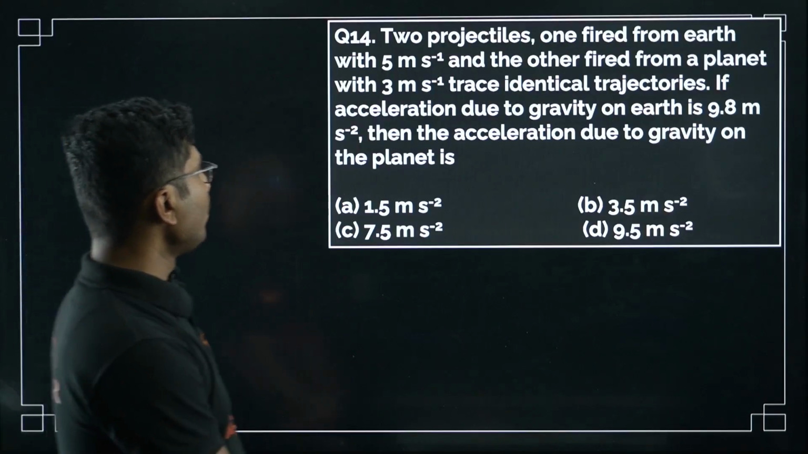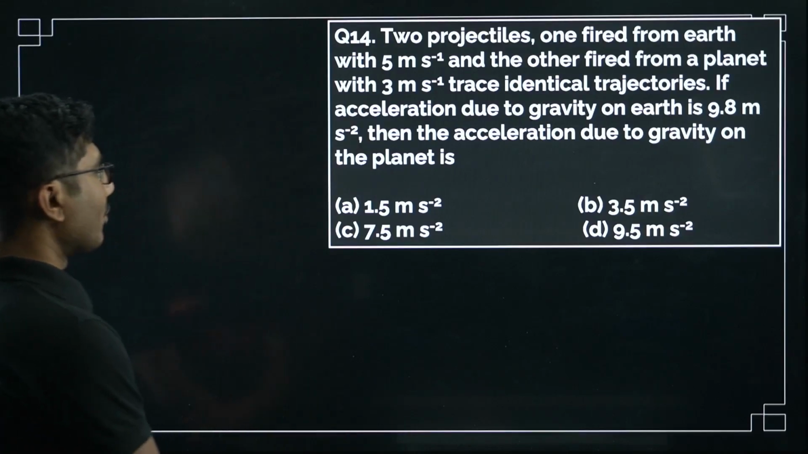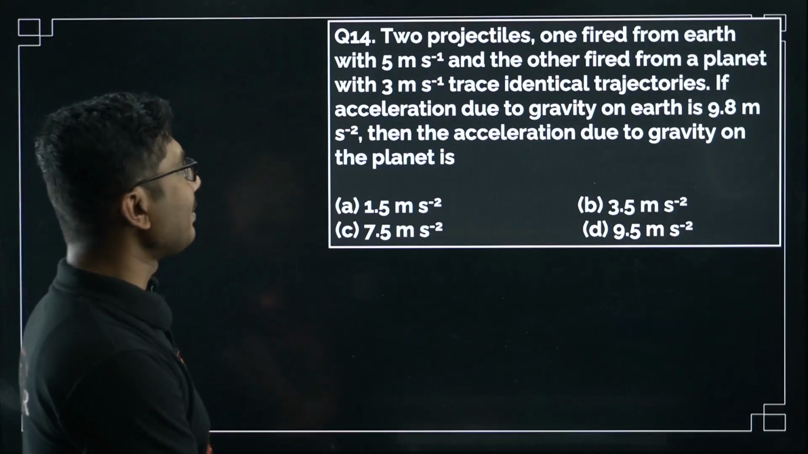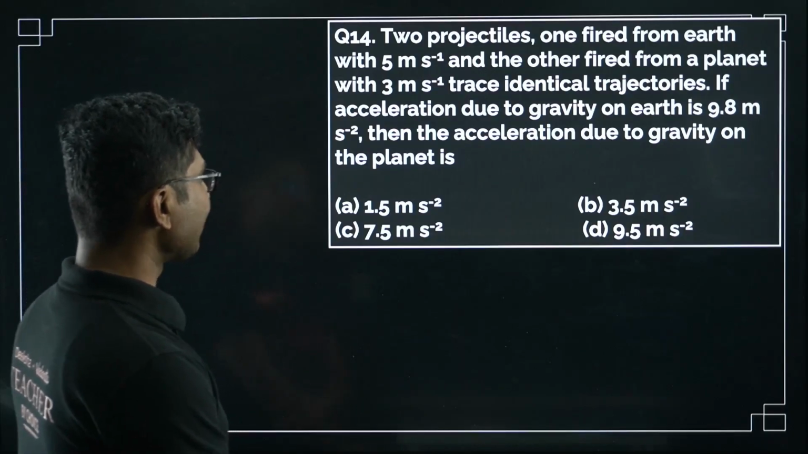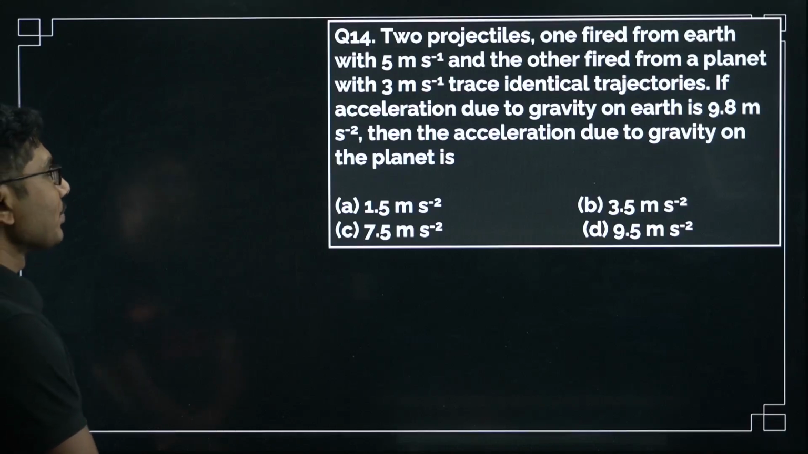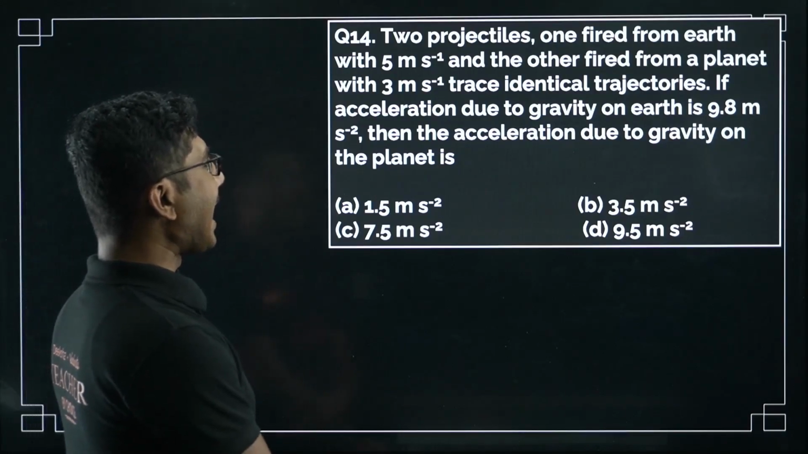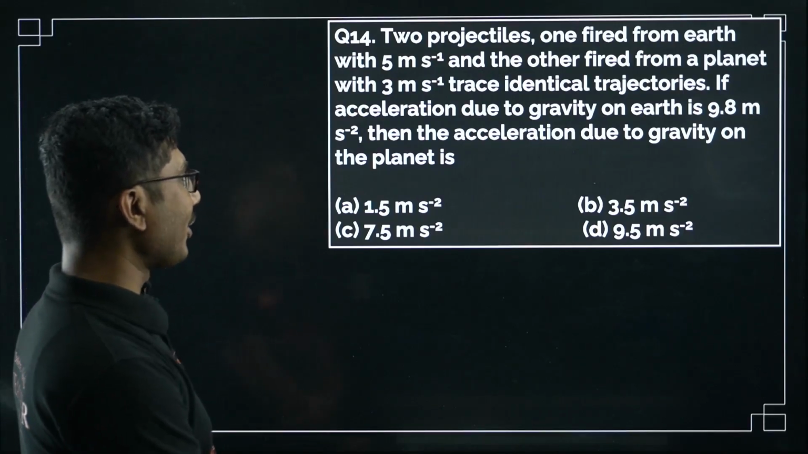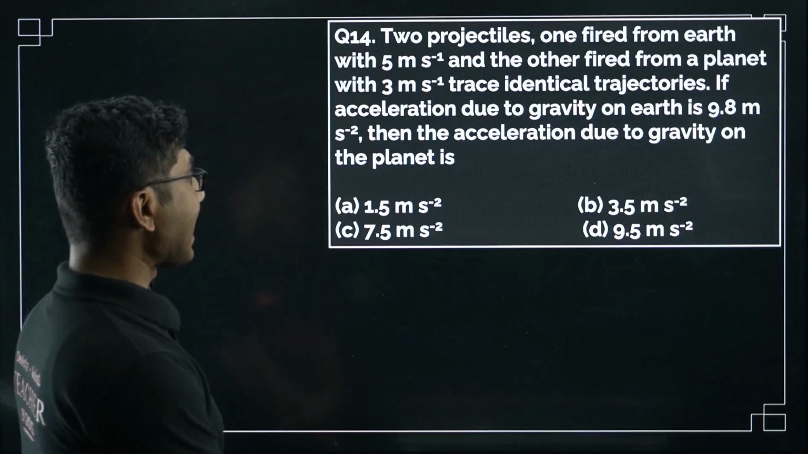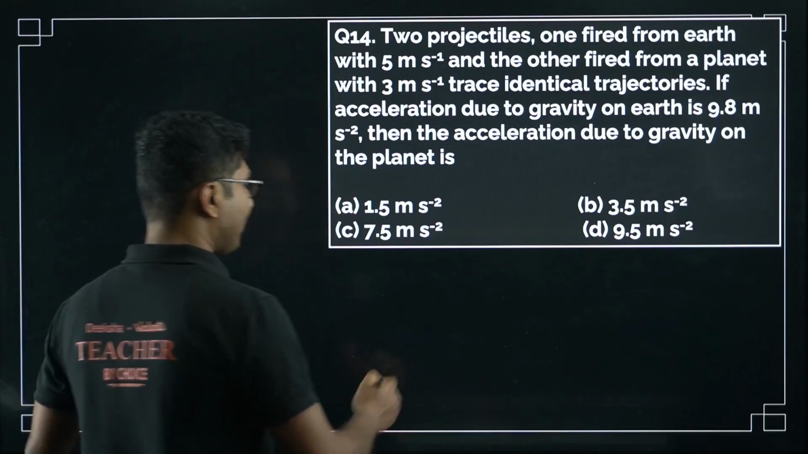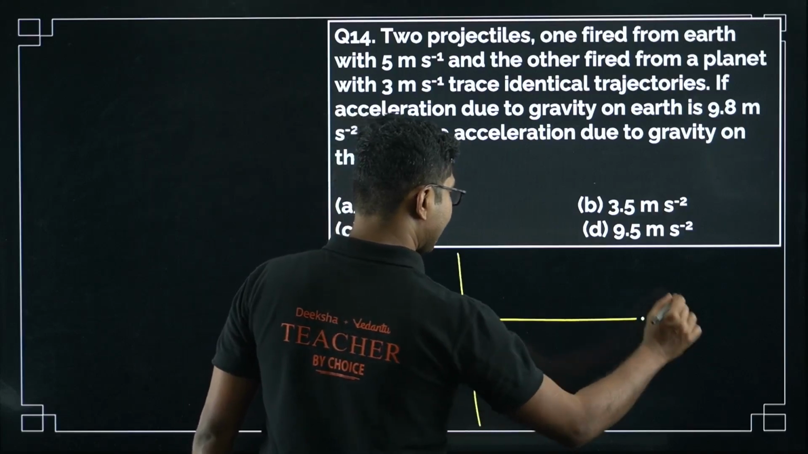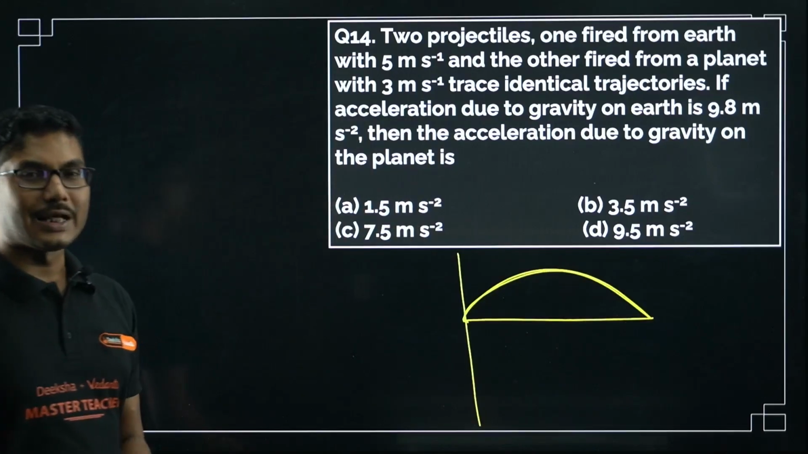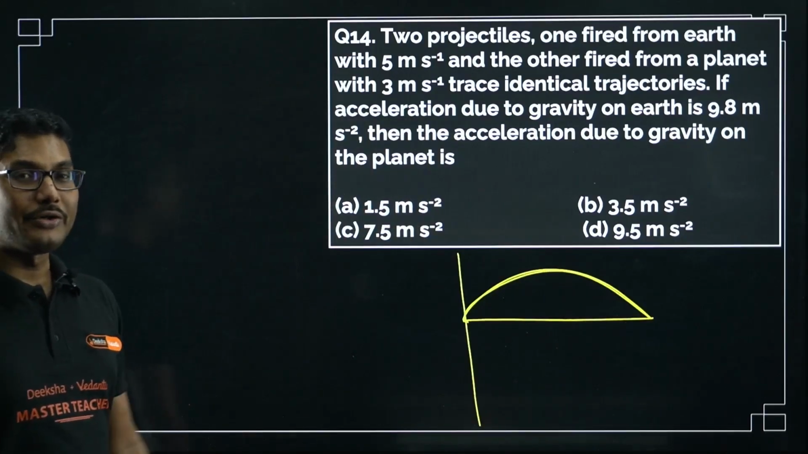Two projectiles, one fired from Earth with 5 meter per second and the other fired from a planet with 3 meter per second, trace identical trajectories. If the acceleration due to gravity on Earth is 9.8 meter per second square, then what is the acceleration due to gravity on the planet? So you have two trajectories, one on the Earth and another on some other planet. Both traced the same path.